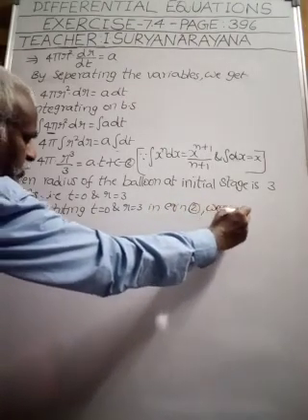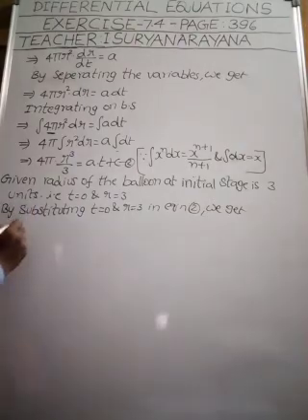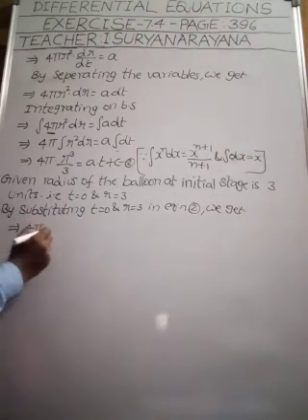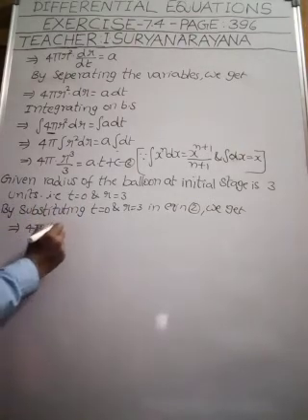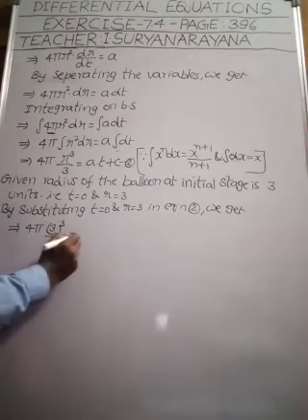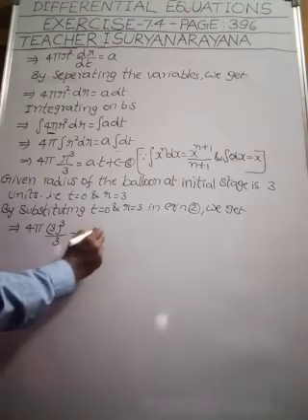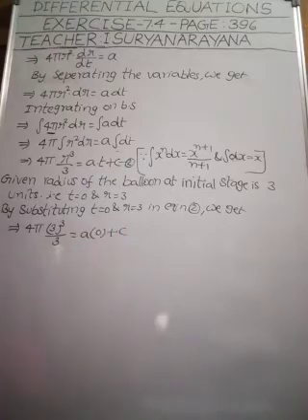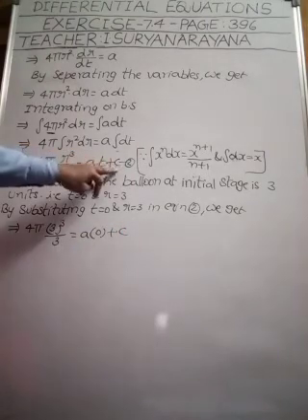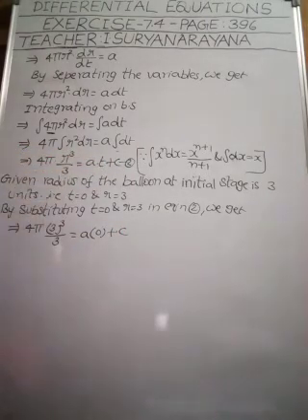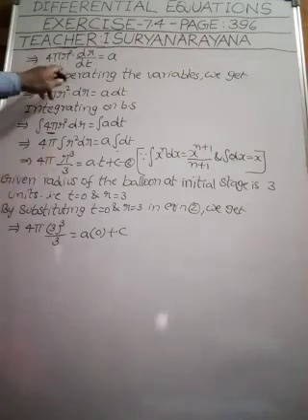We get 4π into 3³ by 3 is equal to a into 0 plus c. Okay, my children, we are finding the value of c from this equation by substituting these values, which means we are finding the particular solution of the differential equation. Understood this point?